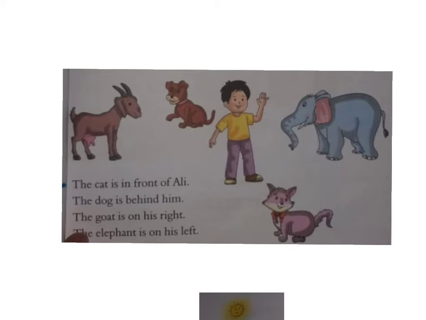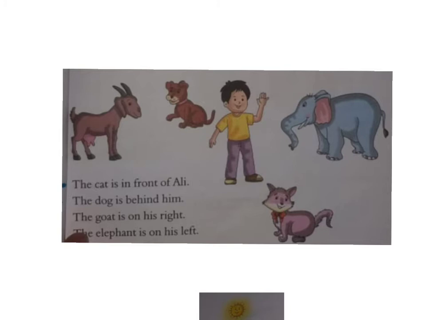Once again, I will tell you who is in front of Ali. Cat is in front of Ali. And who is behind Ali? Dog is behind Ali. You can see in the picture. And on the right, the goat is on the right of Ali. Elephant is on his left. This tells us about the 4 sides. These are the 4 sides: right, left, front and behind.